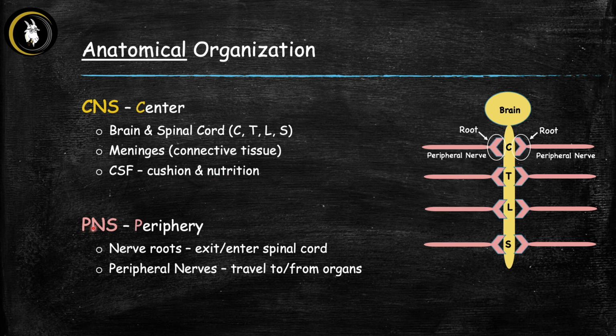And then the peripheral nervous system is everything else peripheral to the brain and the spinal cord. So this is going out to the periphery of the body. So the first structures are going to be the nerve roots. So these are the parts that are going to enter and exit the spinal cord. And then everything beyond that are going to be the different nerves that are going to go out and innervate the different organs and different parts of the body.